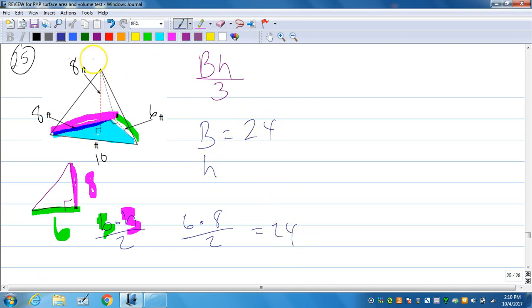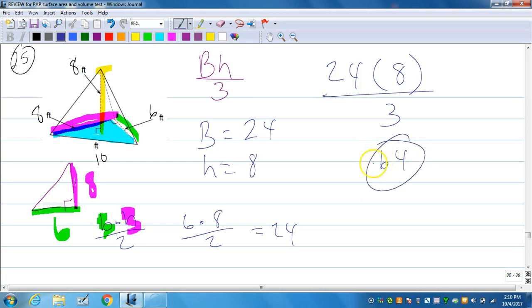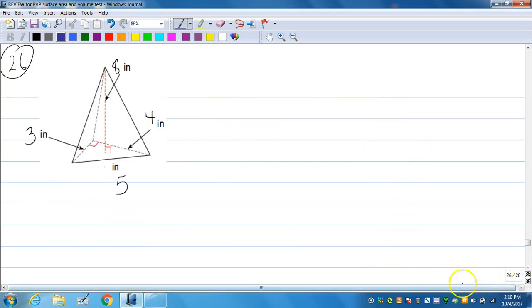Height. How tall is this entire pyramid from right here all the way to the bottom? How tall is it? Right there, telling you, 8. So you do 24 times 8, and don't forget to divide by 3 because it is a pyramid. Put that in the calculator, you're going to get 64. Another pyramid: area of the base times the height over 3.